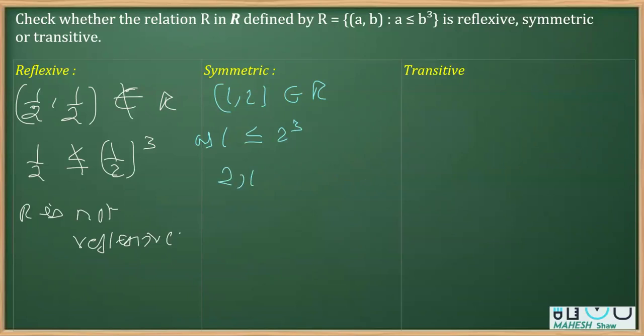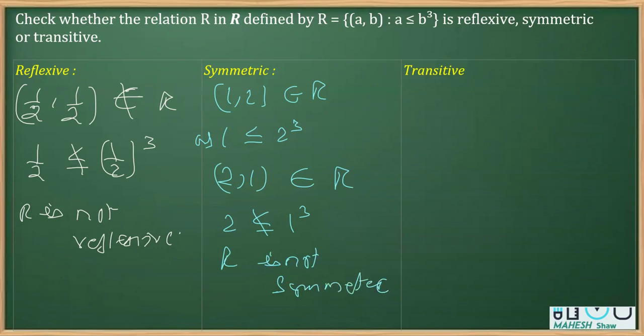But what in case I flip the order, does it belong to R? It should be no. Why? Because 2 is not less than or equal to 1 cubed. 1 cubed is 1 only, and 2 is greater. So we'll say that R, the relation here, is not symmetric.